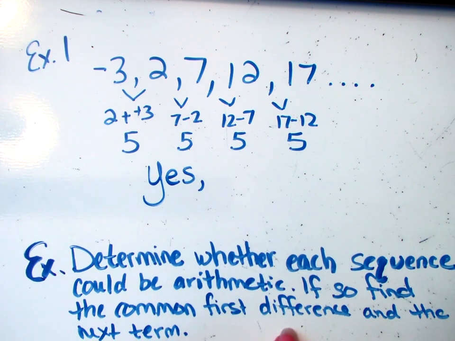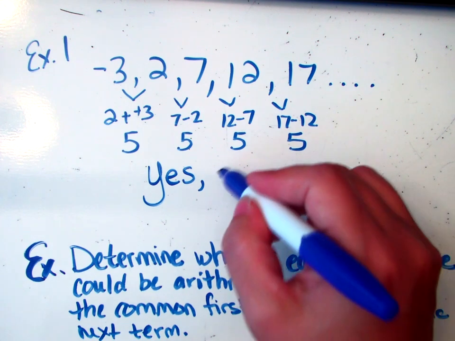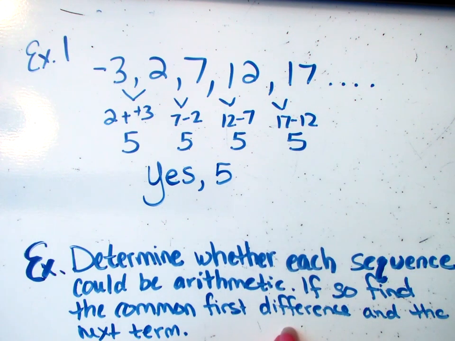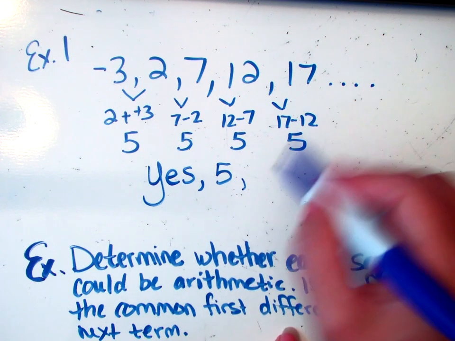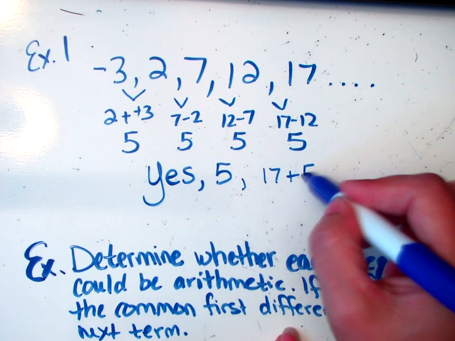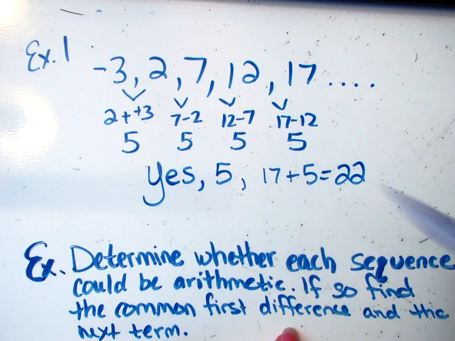If so, find the common first difference. Well, my first common difference is my 5. And what is the next term? All you have to do is 17 plus 5, and our next term is going to be 22.